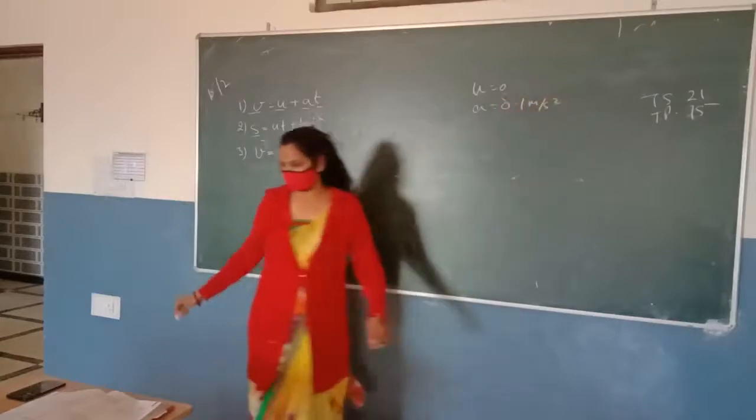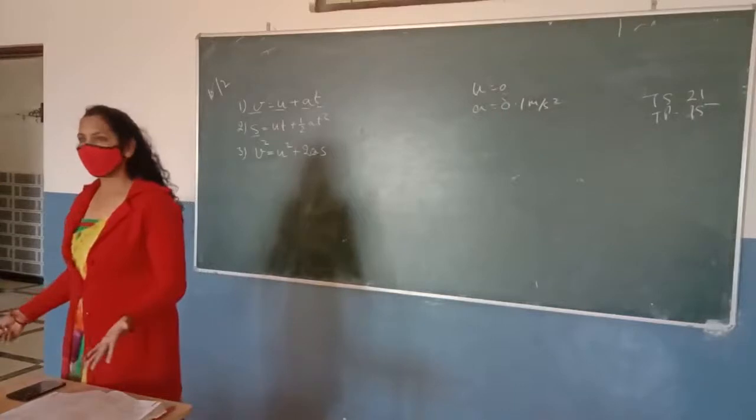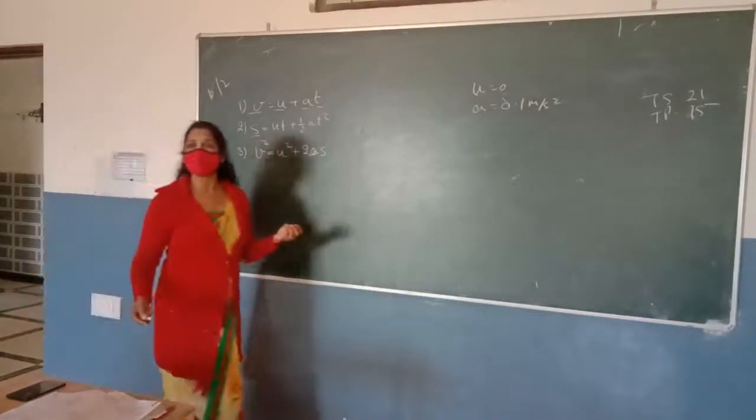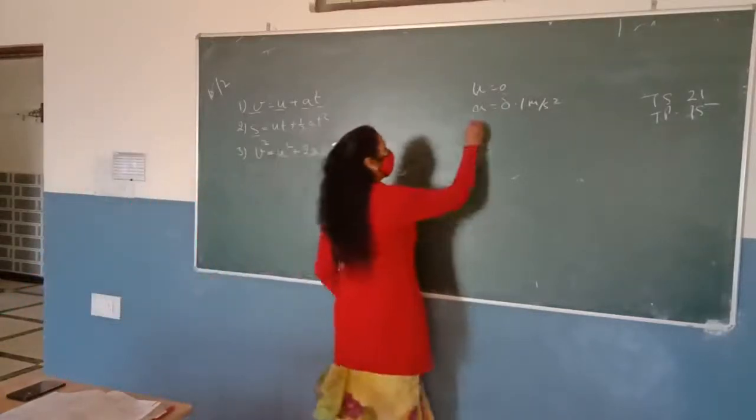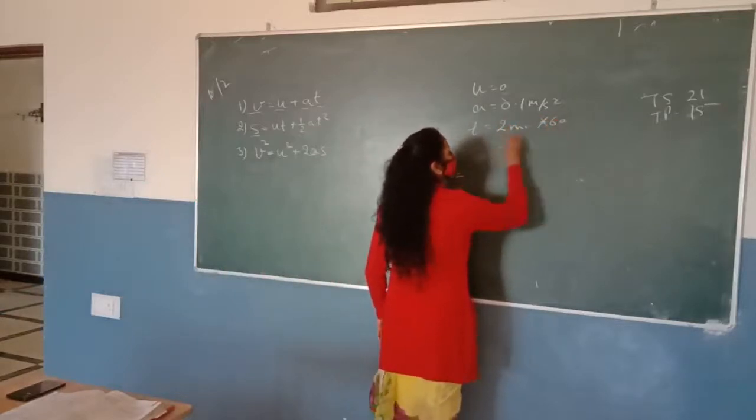For 2 minutes, what is this? Time. And the SI unit of time is seconds. So we have to convert it into seconds by multiplying it by 60. So it will be 120 seconds.